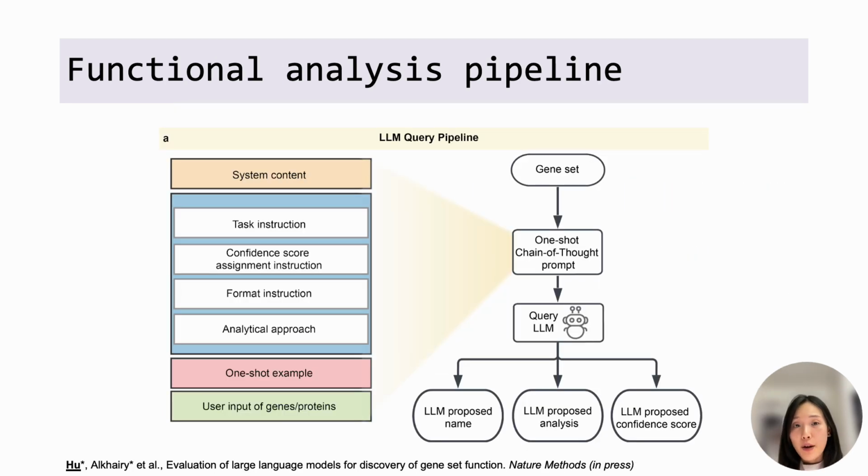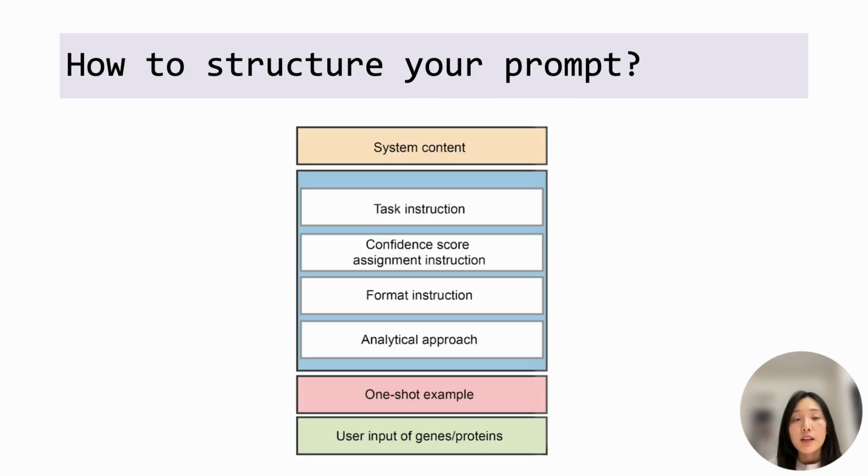With that idea, we developed an automated pipeline to query LLMs for a gene set name, the analysis that supports its name, and a confidence score that evaluates the name, which I will go into detail on in individual sections. The key step in our pipeline is the prompt. A prompt is the text input that guides the LLM in generating a response. I will go through the structure of our current prompt, and you will have an idea of how to structure your own prompt during your hands-on experimentation in today's challenge.